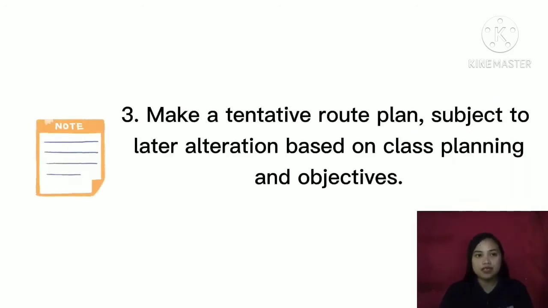3. Make a tentative route subject to a later alteration based on class planning and objectives. So, if you will do the tour, the teacher should already have planned whether it will be a whole day tour or only specific places, depending on the objectives. Even if the trip is whole day, your purpose may be to use only a part of the place on the trip. So it should be planned. For example, the destination is Lado but there is also a shortcut. So there should be plan A and plan B.